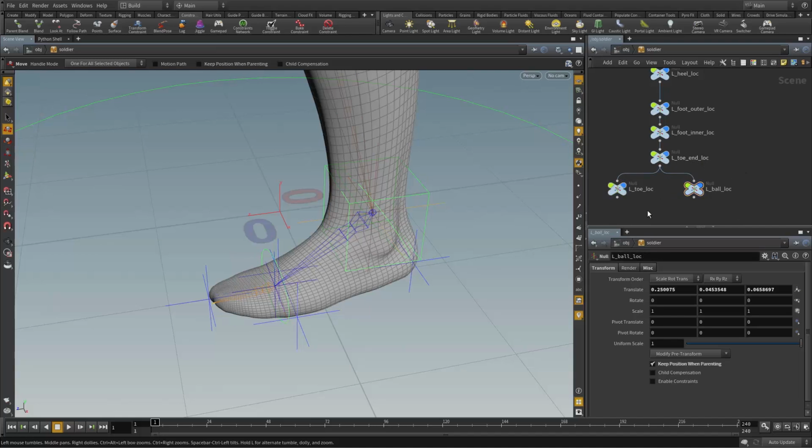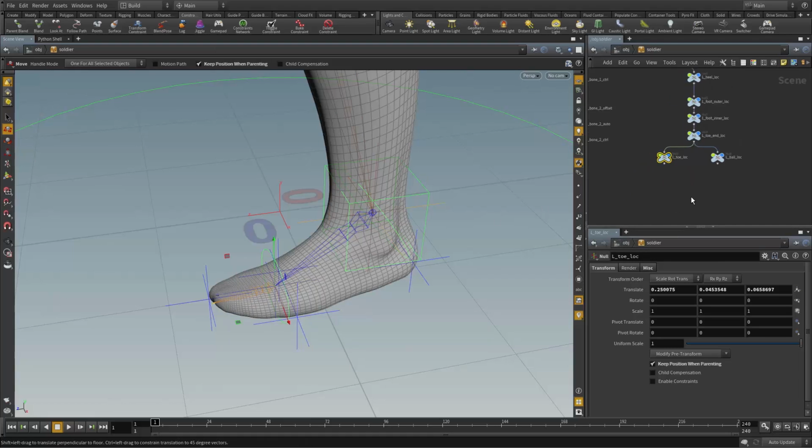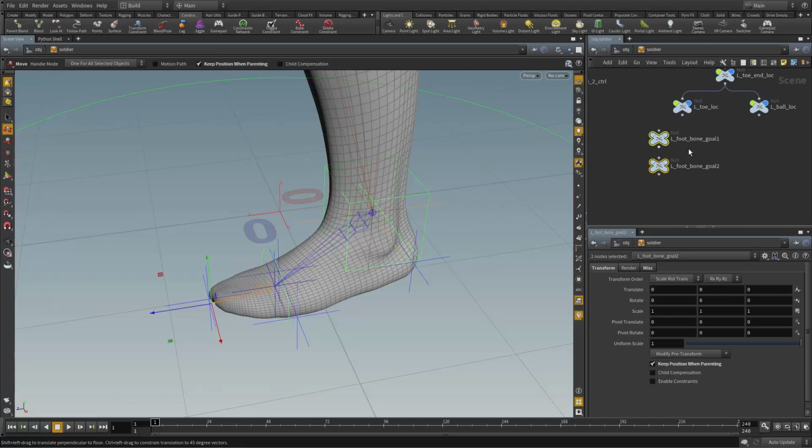And then as a child of the toe, we're going to put both the foot bone goal and the toe bone goal. So we'll take both of these guys. Let's rename them to left foot bone goal and left toe bone goal. So both of these keep position when parenting is on.